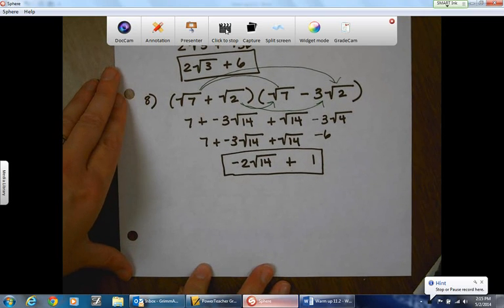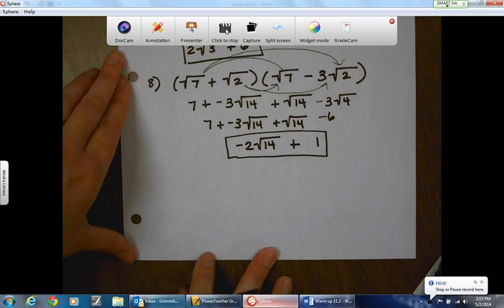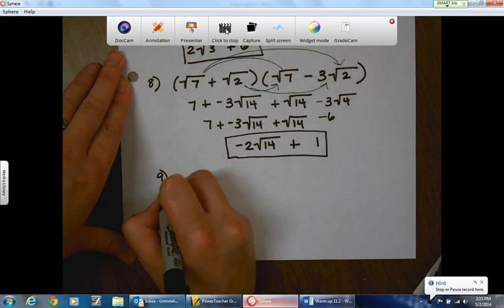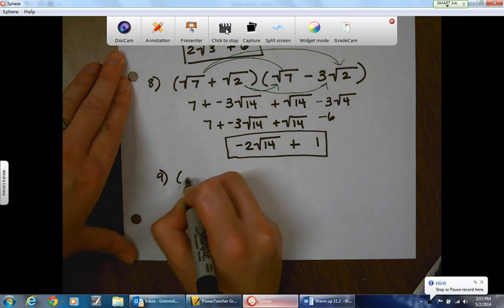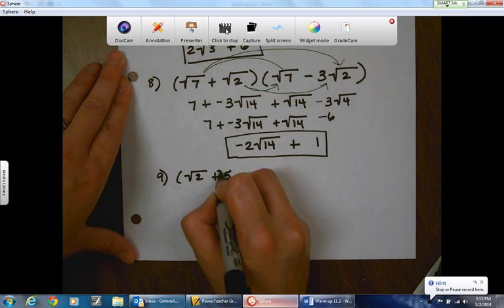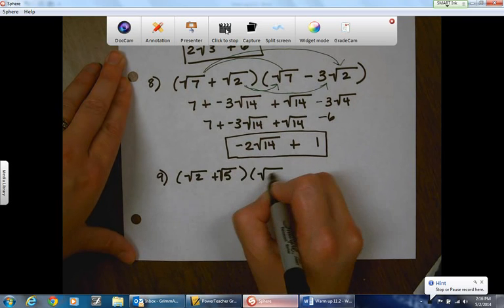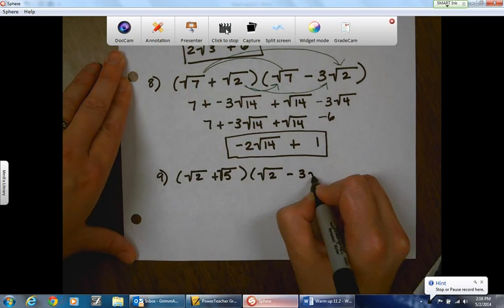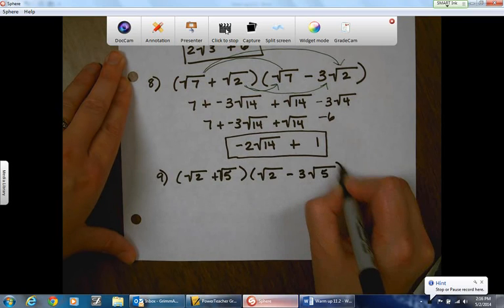Is that kind of problem going to be on a practice? Yeah, there's something like that. All right, you guys try this one. No, you can have those reversed. You can have 1 minus 2 square roots of 14.